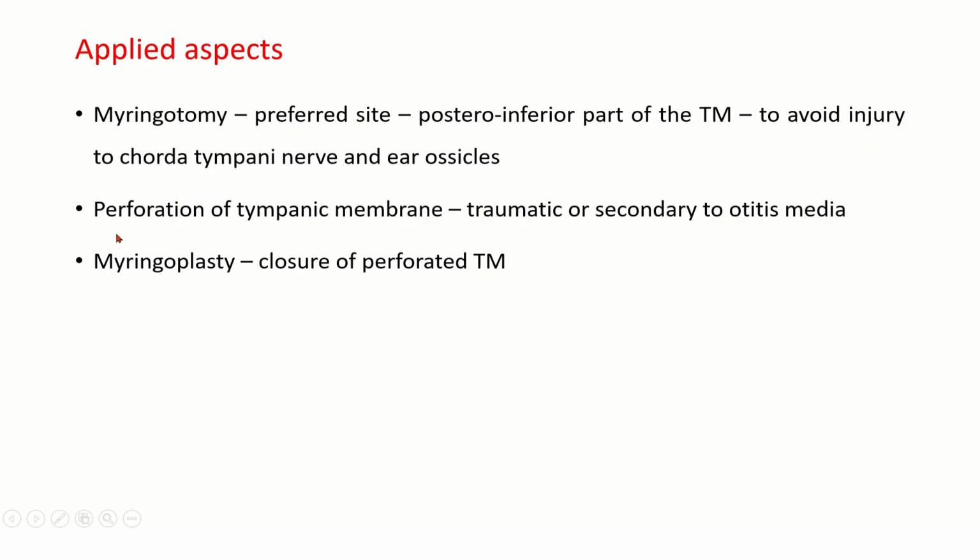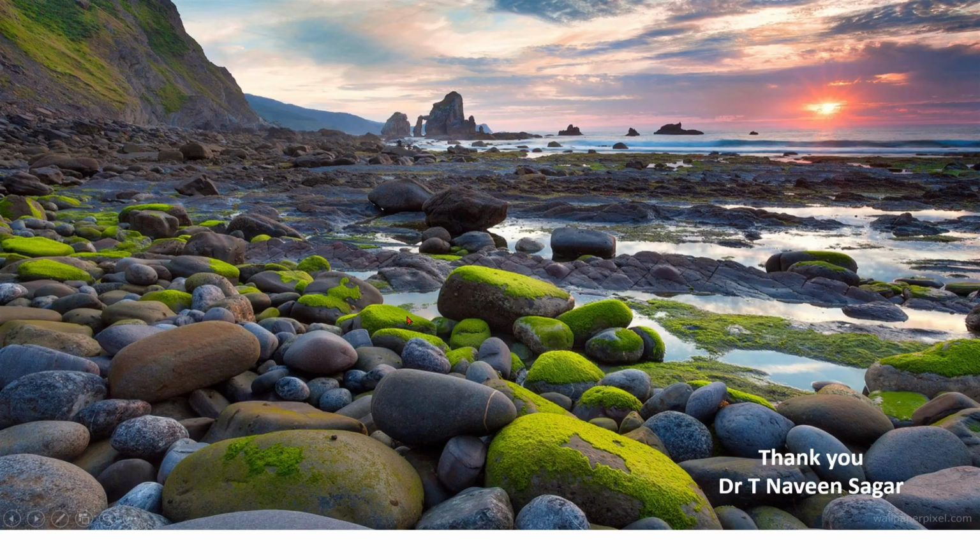Then perforation of the tympanic membrane might be traumatic, due to exposure to sudden loud sound or trauma. It can also be secondary to otitis media, where pus collects within the middle ear and there will be rupture and oozing of the pus through the external acoustic meatus. Myringoplasty is the closure of the perforated tympanic membrane. Either we can use an artificial mesh or we can use temporal fascia for closing the tympanic membrane. Thank you.